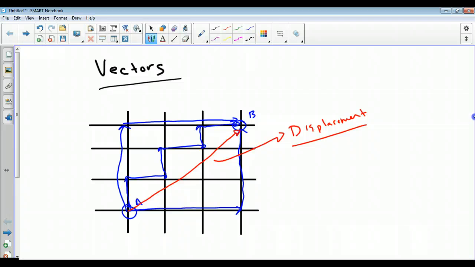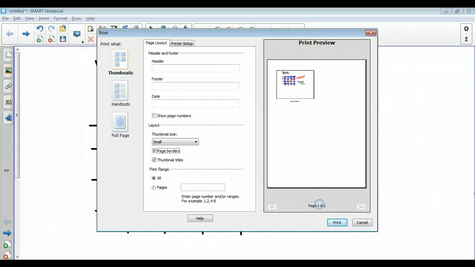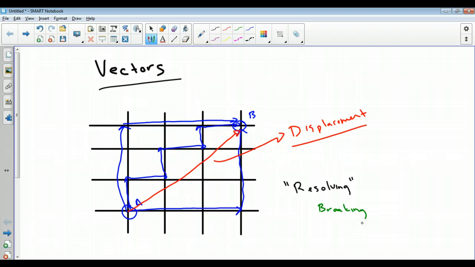Now, when we talk about vectors and vector displacement, what we want to talk about is resolving the vector. Resolving the vector here literally means breaking it into components. So we are literally breaking these vectors into components. Now, if we say that each of these was a size of 1, then our resultant displacement vector here has the following components.